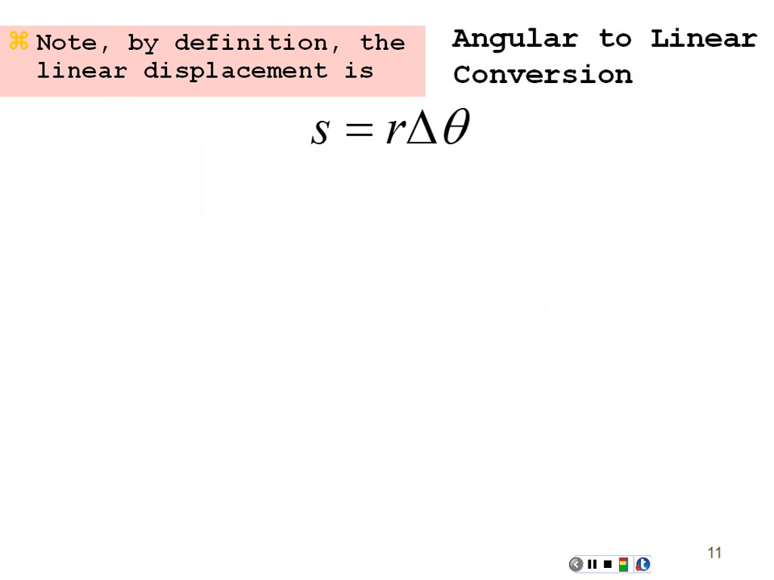Note, by definition, our linear displacement in an angular sense, linear displacement would be along the arc length, is equal to the radius of the arc times the angular displacement. So our linear displacement can be converted by multiplying our angular displacement, delta theta, by the radius to that point, or the radius of the arc.